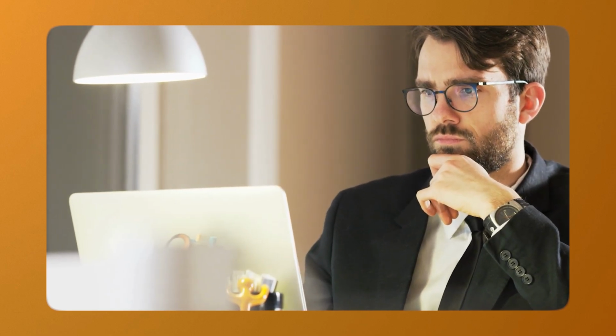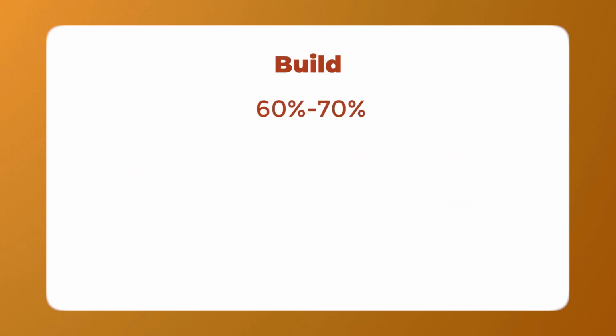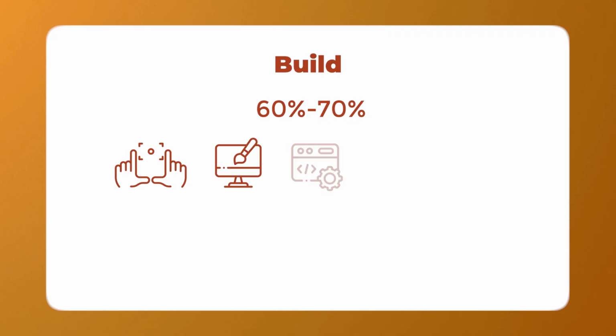To plan effectively, break your budget into 3 distinct phases. Number 1, build, which will be about 60 to 70% of your cost. This is the main development phase where the app is scoped, designed, developed, and tested, and made ready for launch.